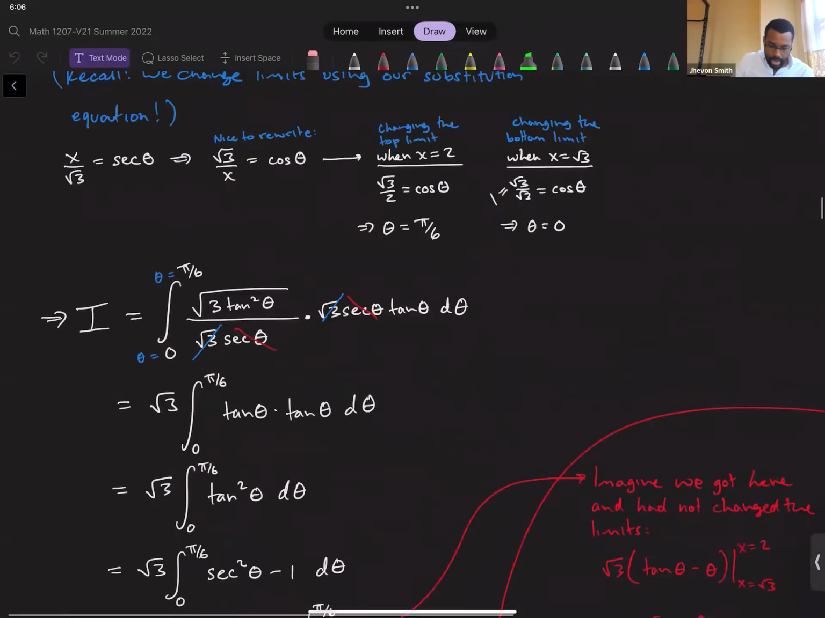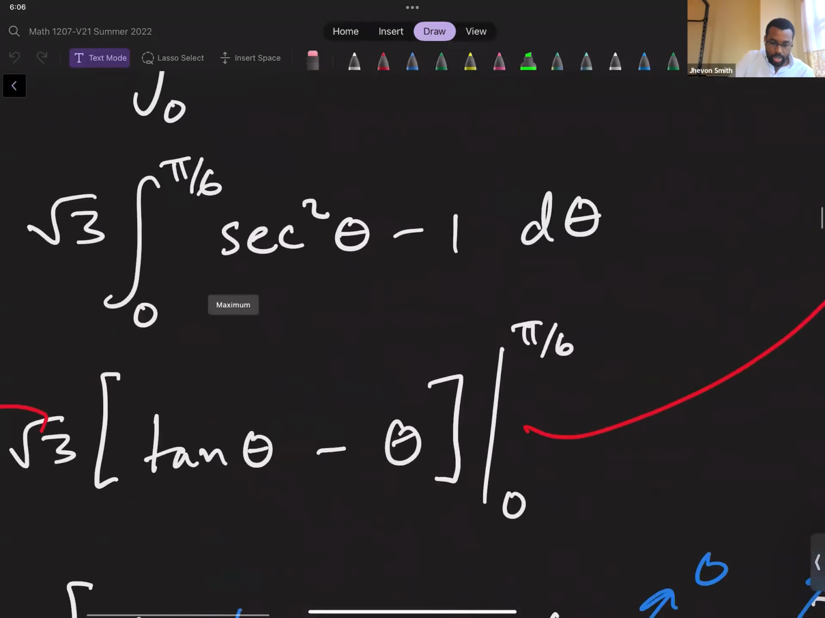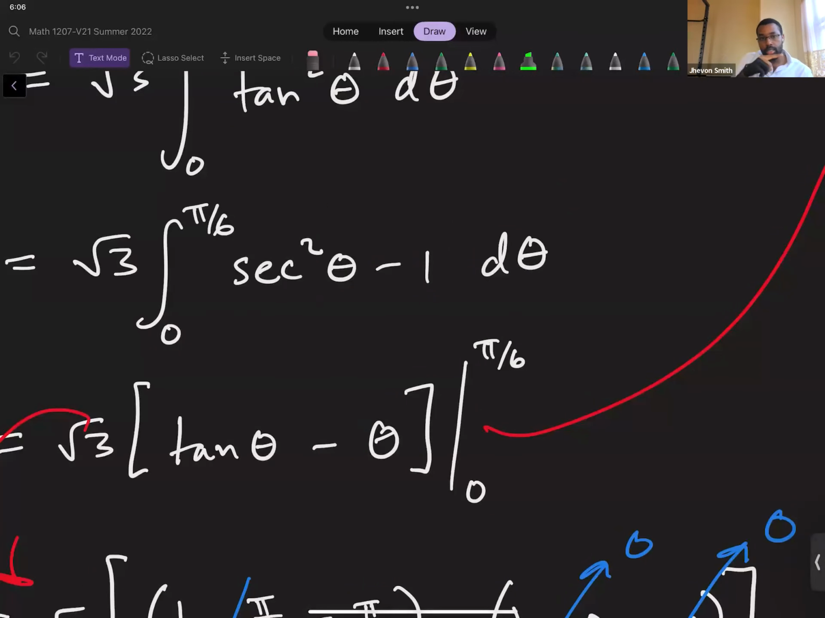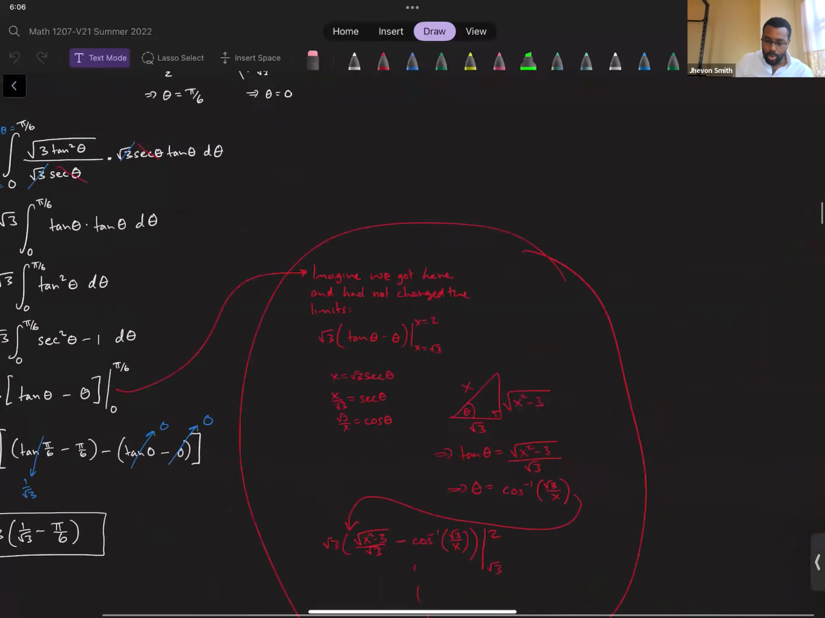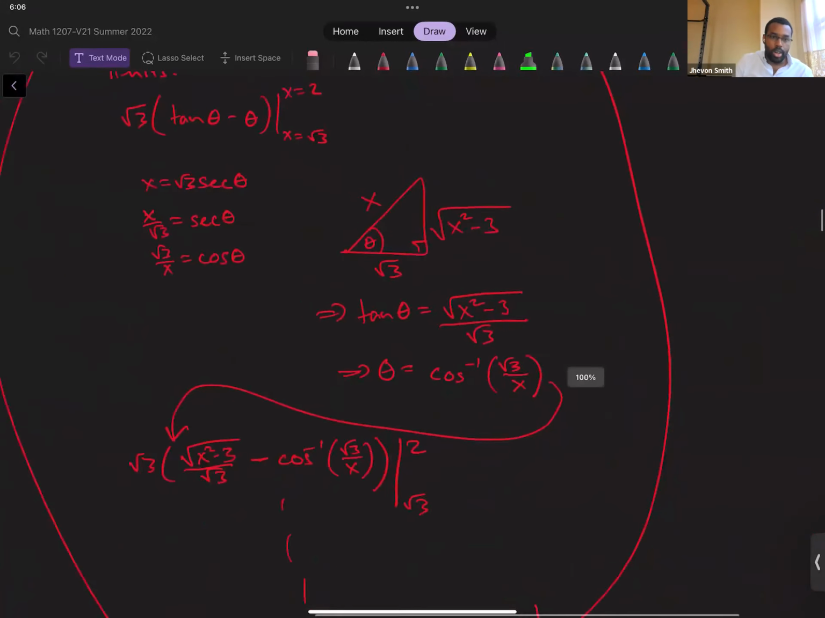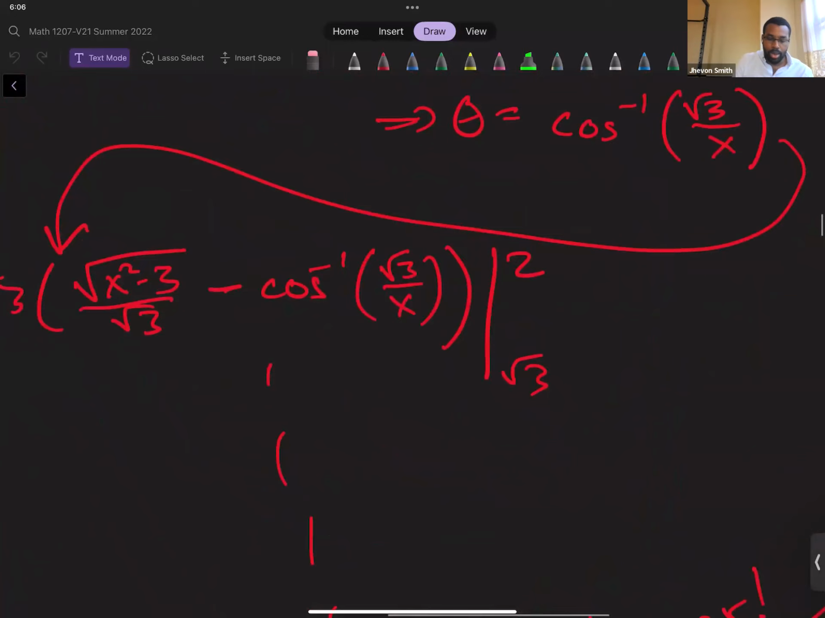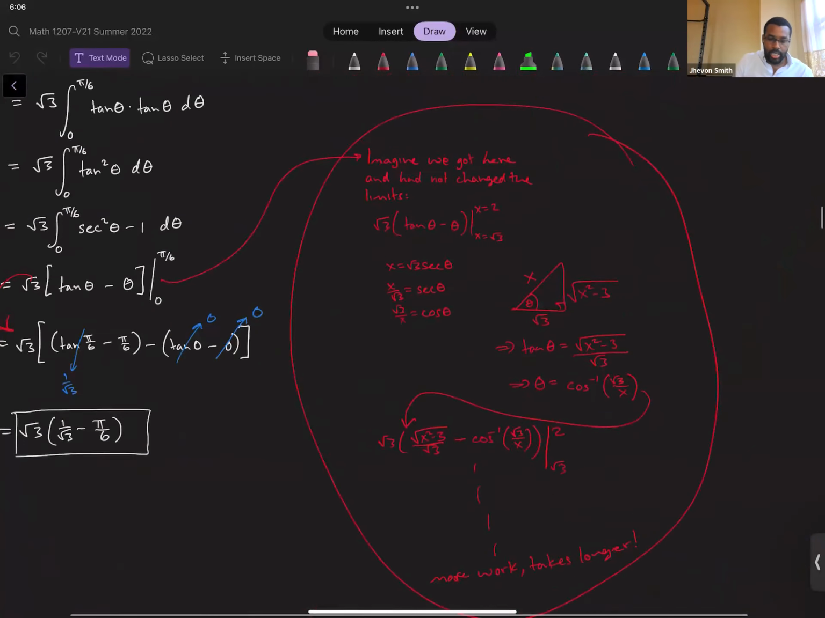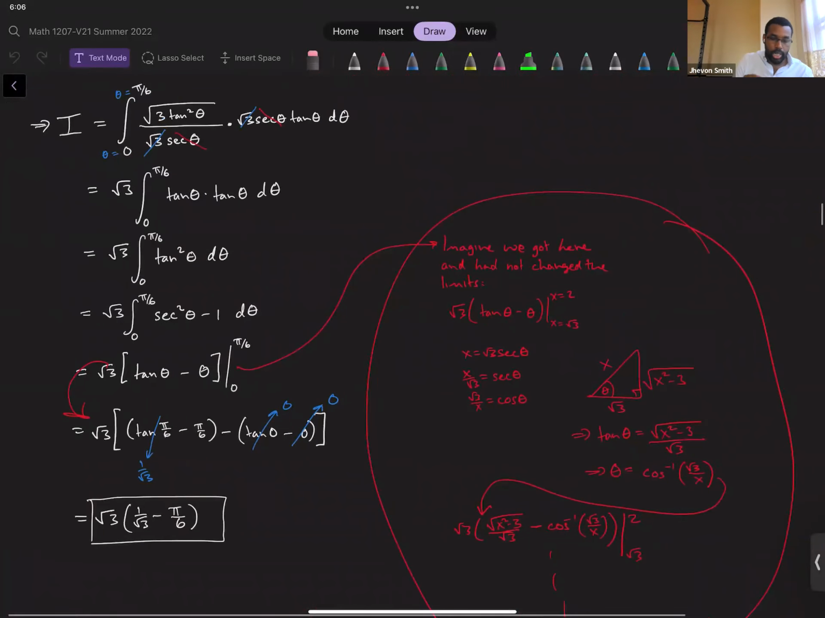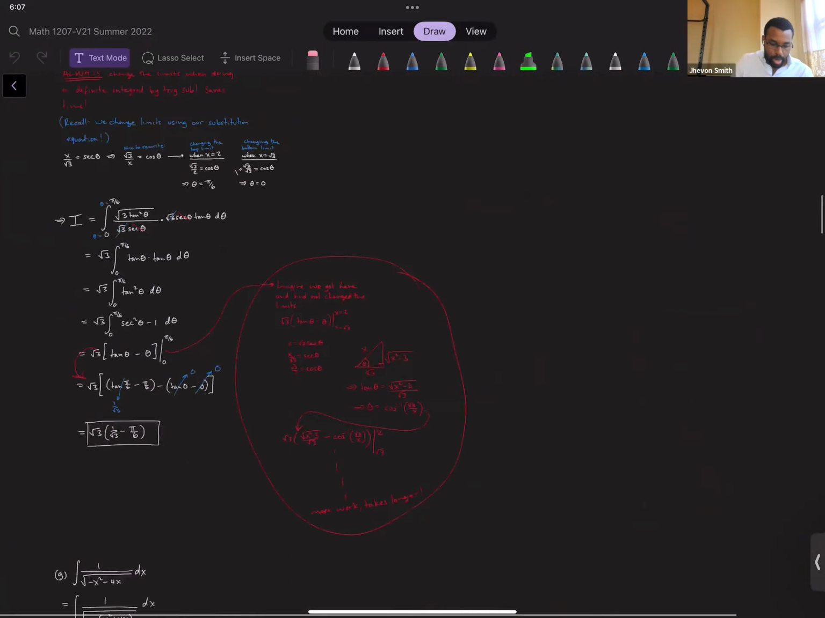Now, the benefit of that is once we get an answer in terms of thetas, we can plug these numbers directly into that function. We do not have to go through this whole thing of converting a bunch of stuff and then plugging in x's later on. That actually takes a little bit more time. So changing the limits whenever you have a definite integral is to your benefit.